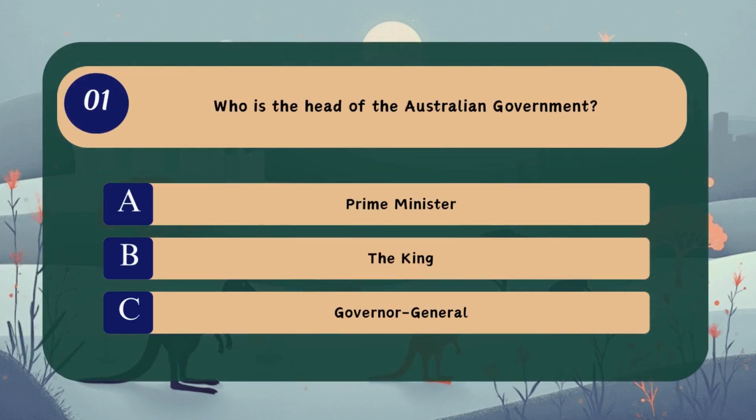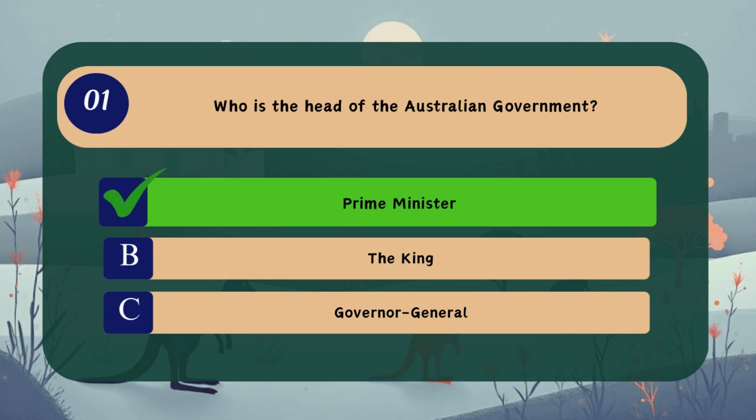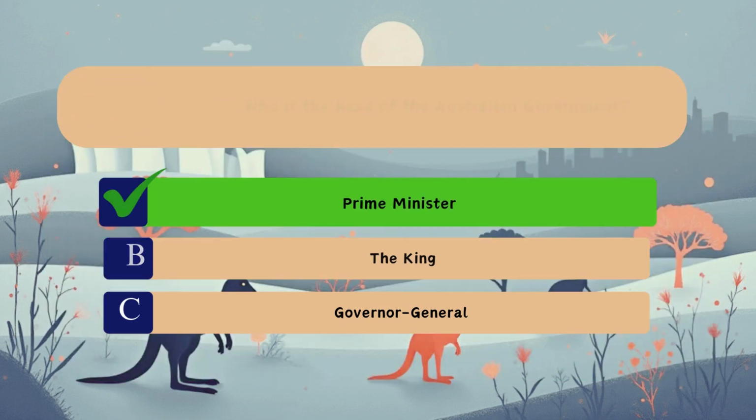Question 1. Who is the head of the Australian government? A. Prime Minister. B. The King. C. Governor-General. Correct answer: A. Prime Minister.